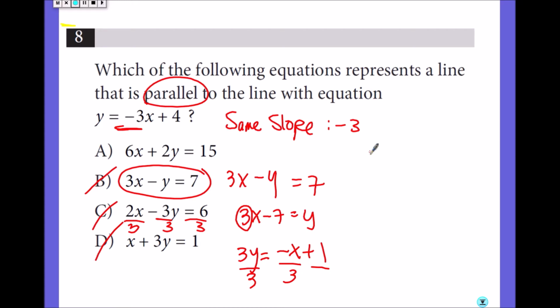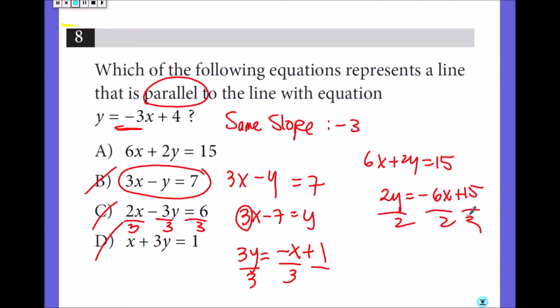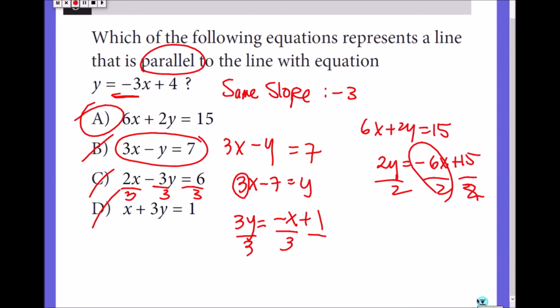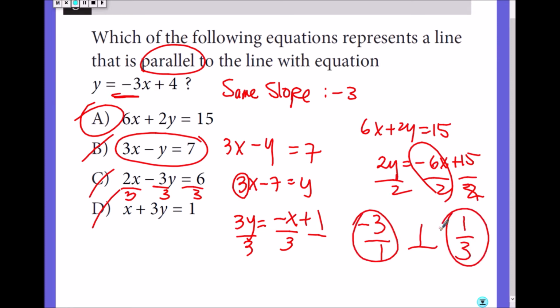Let's see. 6x plus 2y equals 15. Move 6x to the other side by subtracting. Then you divide by 2. You get negative 3. So you have A as your answer. What if it says perpendicular to negative 3? Then it has to be flipped and opposite sign. So when you multiply these two slopes, it should equal negative 1 if they are perpendicular.